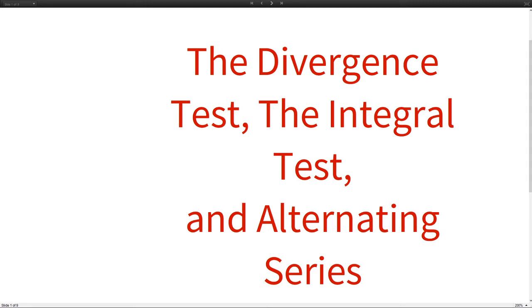So, what we do have is a series of tests to try and figure out, well, when does a series converge, when does it diverge? So we're going to talk about 3 of those in this group of lectures, and then we'll add in one more called the ratio test. So let's start with the divergence test.